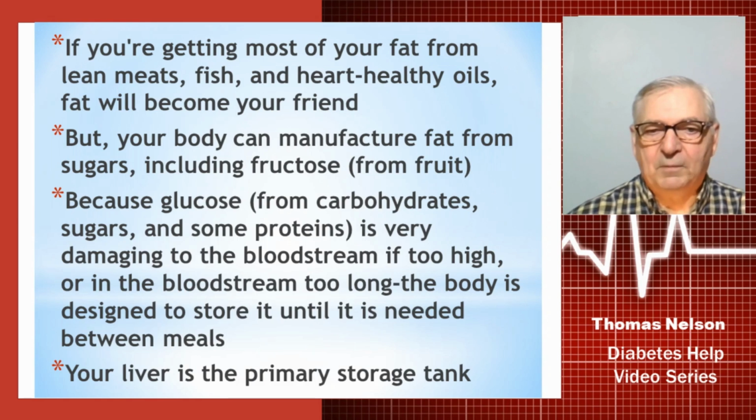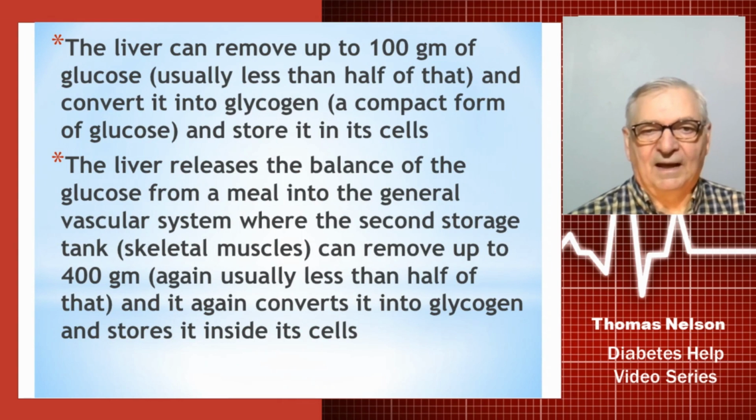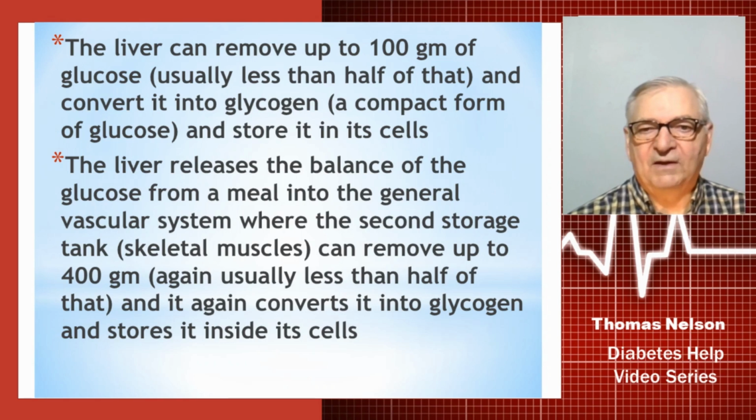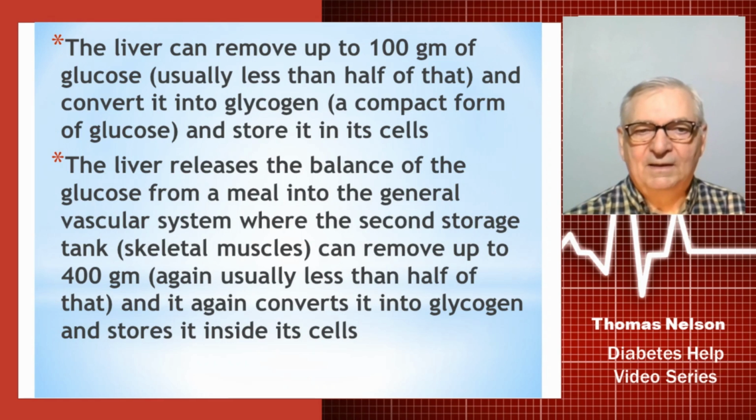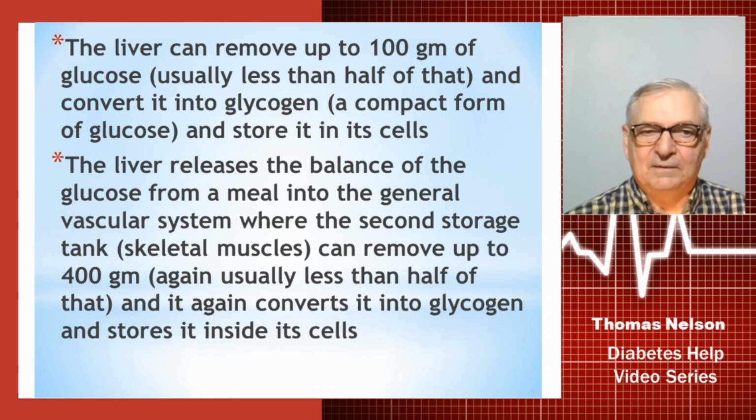So your liver is your primary fuel storage tank, your glucose storage tank. Your liver can remove up to 100 grams of glucose, which is usually less than half of that because your body never totally uses up all of the glycogen that's in store, and it converts it into glycogen. Remember from earlier videos, enzymes, once the glucose passes through the membrane, break it down and compress it into a very compact form called glycogen. And then that compact form glycogen is stored in the warehouses inside each of the cells up to the limit that they can store.